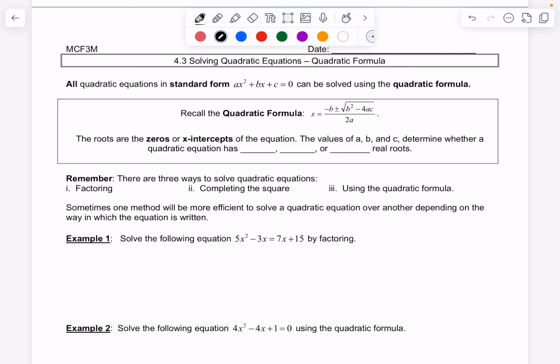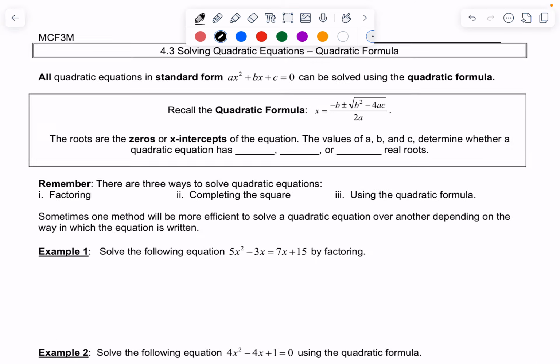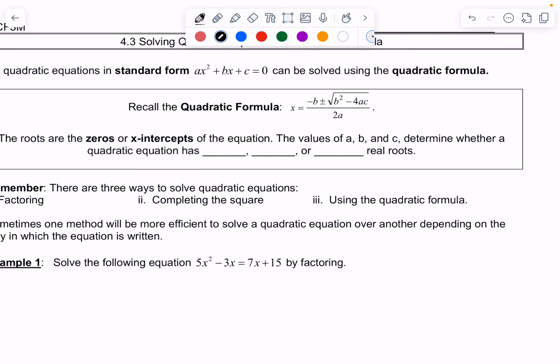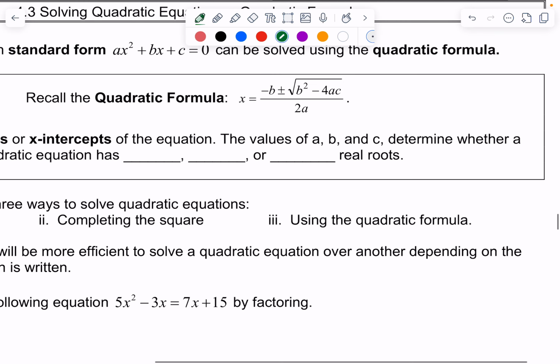Alrighty, so 4.3, solving quadratic equations using the quadratic formula. The quadratic formula, probably one of the most infamous formulas in all of math. Something that most people say in their heads when they're sleeping at night. And the quadratic formula is this equation right here, where x equals, and why is it x? Because generally speaking, we are solving for x, right?